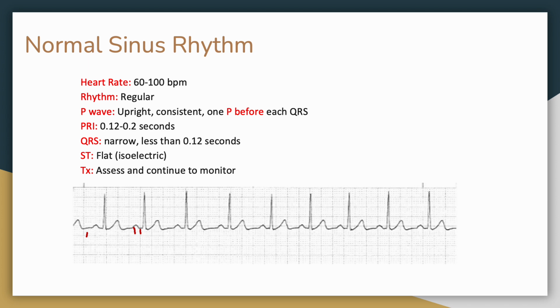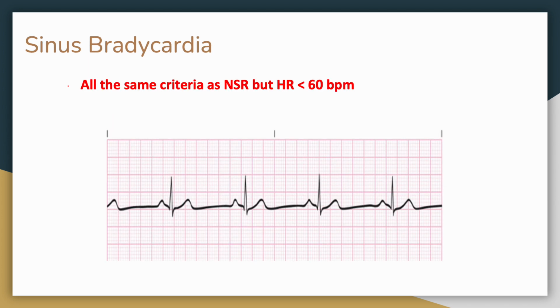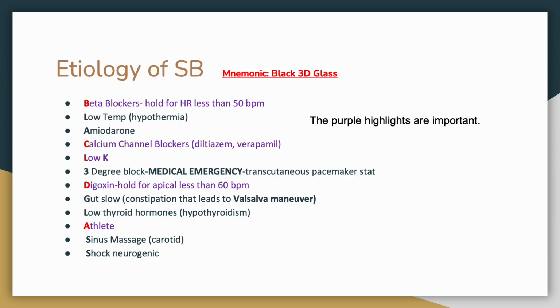You're looking for a regular rhythm that is 60 to 100 beats per minute. You're looking for a narrow QRS, okay, so that one's narrow, it's skinny. You're looking for a flat ST segment, and you're going to assess and continue to monitor. Okay, sinus brady is the same as normal sinus rhythm, but the heart rate is less than 60. So you see how easy this is? Just less than 60.